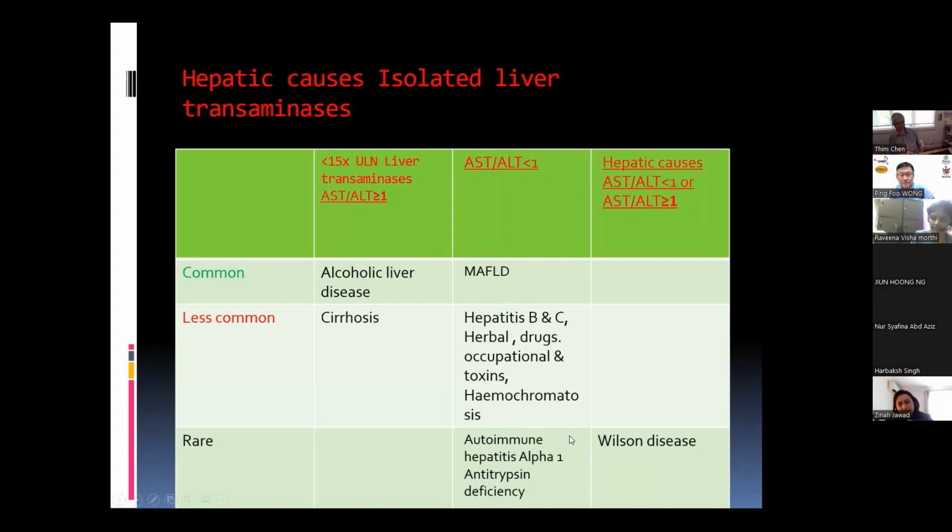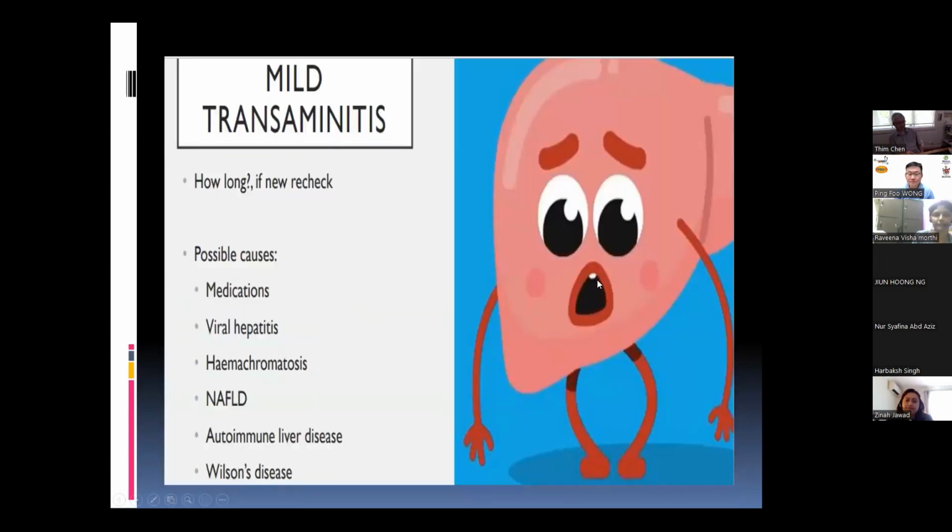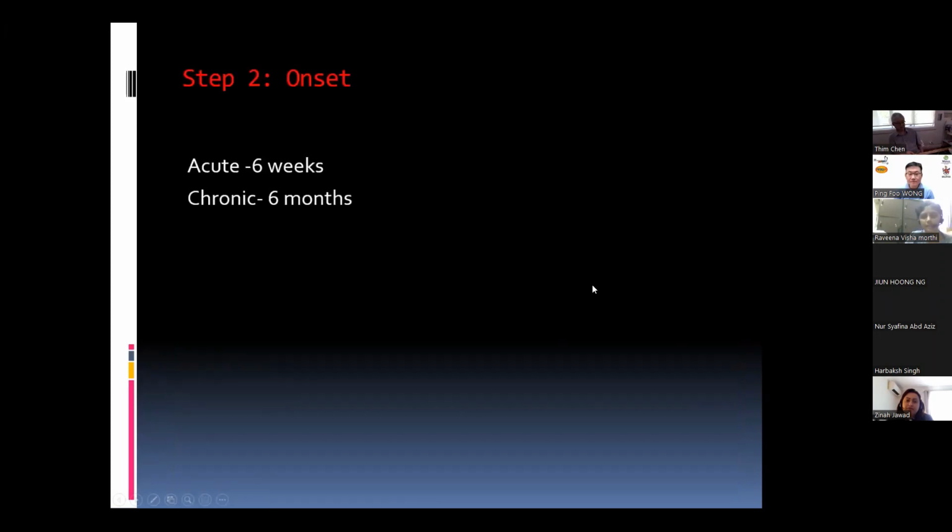And this one is Wilson disease, very rare. I haven't seen it in my 36 years of practice, but it's a hepatic cause where the ratio can be either less or more than 1, so it's a mixed thing. And these are causes of mild transaminase elevation. This one you can all read up later.